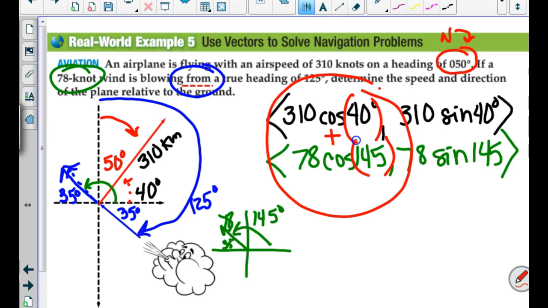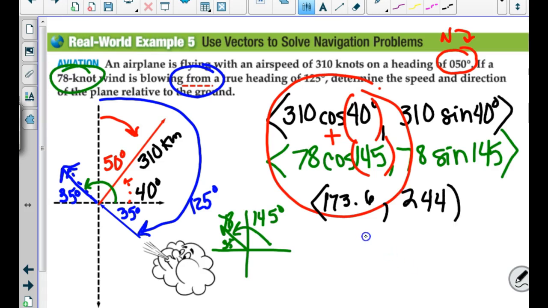Anybody getting something? Are you in degrees? Anybody else not getting that number? Okay, can you do these two back here? Still not getting it? Okay, 310 sine of 40, close parenthesis, plus 78, that said 78 before I scribbled over the top of it with red. 78 sine of 145. 244, anybody?